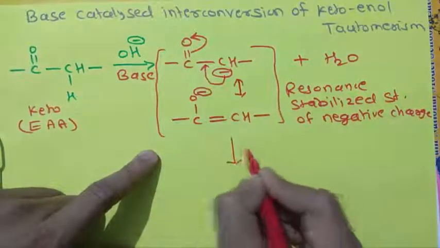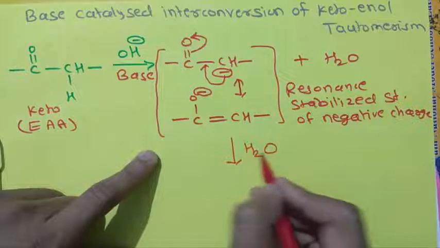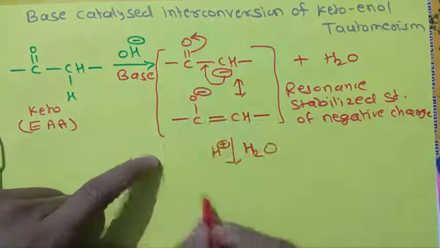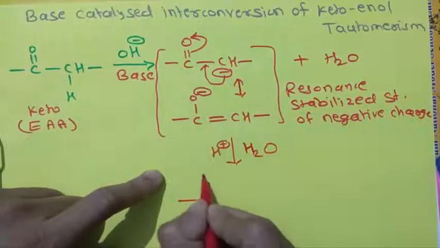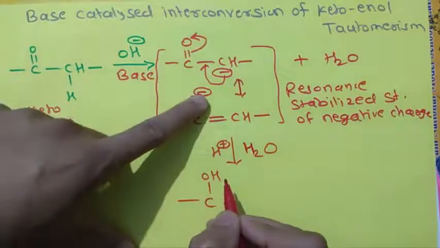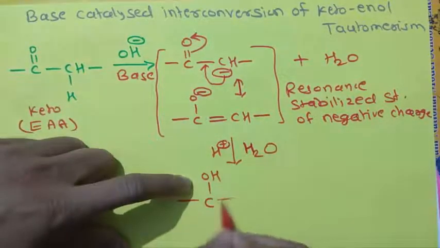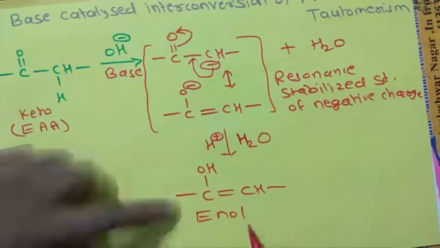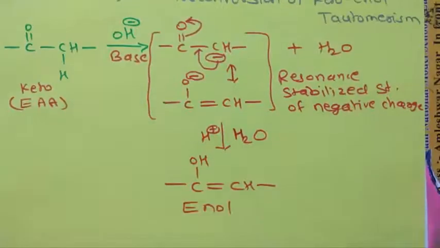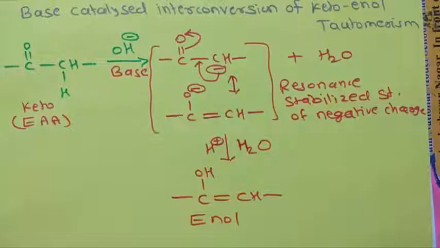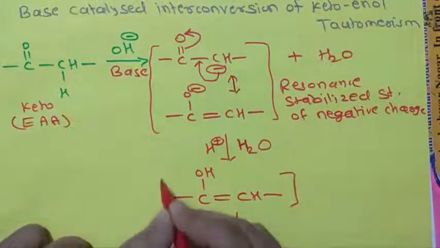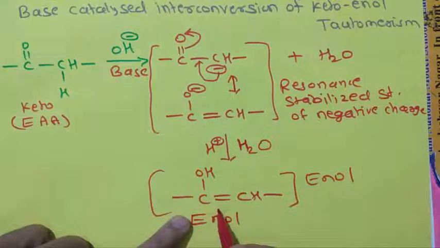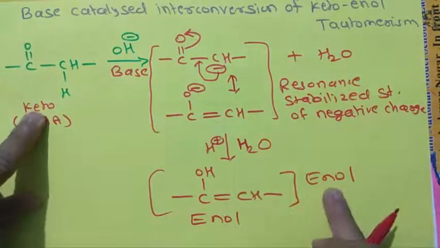Again what happens here? The solvent H2O can give protons to this negative charge, and there is a formation of C-OH, here O minus, and here H plus, OH double bond CH. It is the enol form. See, this is the enol form. Enol means here the enol is formed. Here the keto is converted into enol.